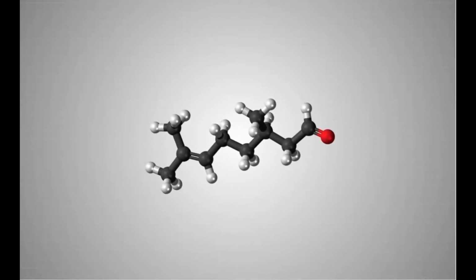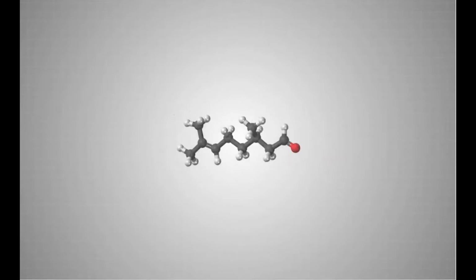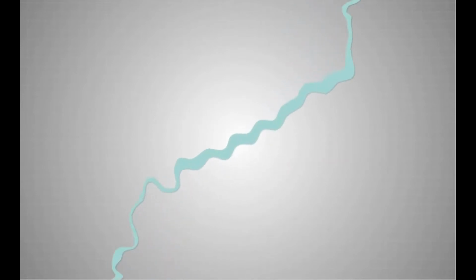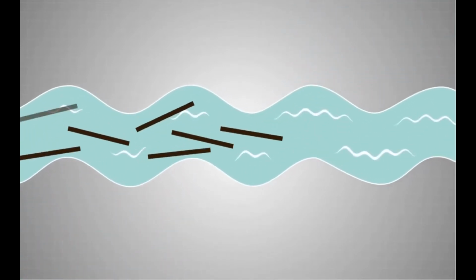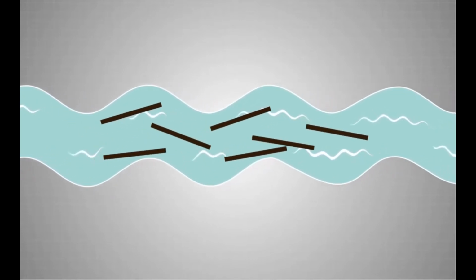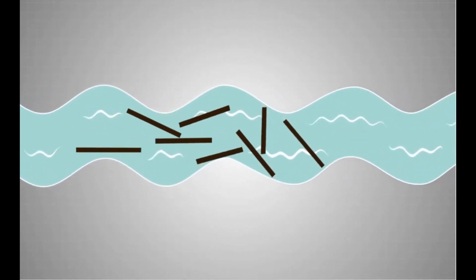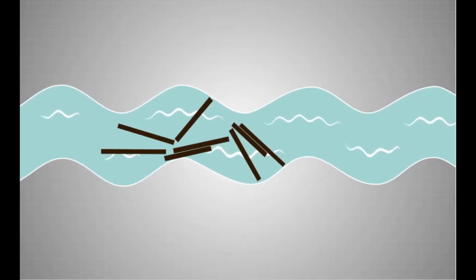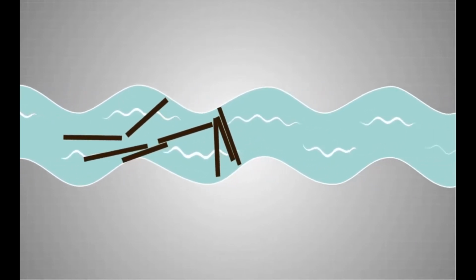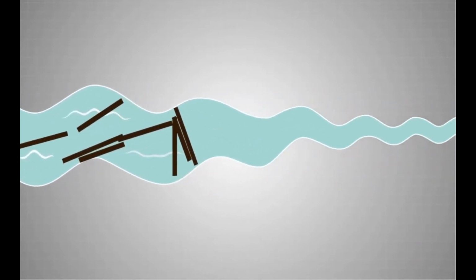Imagine that the molecular chains of a polymer are like logs floating down a river. If all the logs are aligned in the same direction, they can easily flow down the river. But if some of the logs turn sideways or transverse to the direction of the water flow, they create resistance, and the overall flow becomes much more challenging.